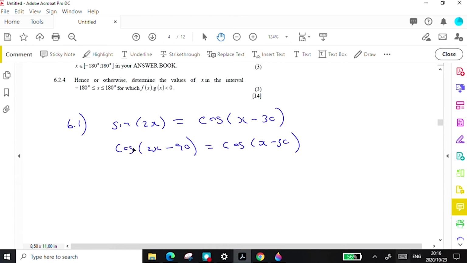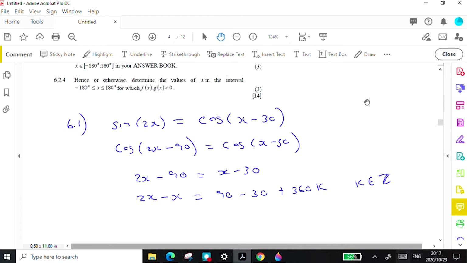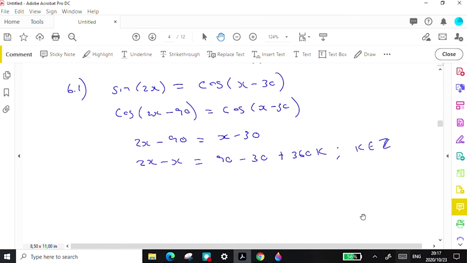On the left we have cos, on the right we have cos. For these two to be the same, the inside must be the same. That is 2x minus 90 must be equal to x minus theta. Which implies 2x minus x must be equal to 90 minus theta plus the period of cos, which is 360k, where k is an element of an integer. So x must be equal to 60 plus 360k.